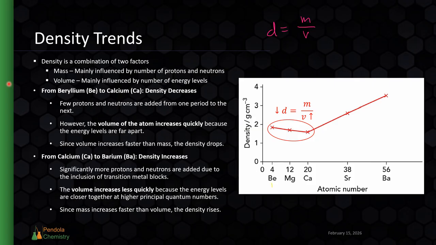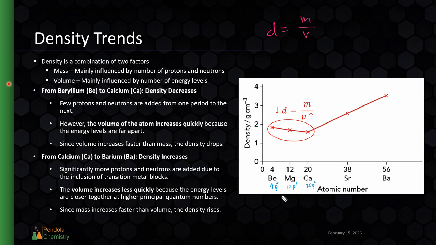Beryllium, I believe, has 4 protons, whereas magnesium has 12 protons. And calcium, I believe, has 20 protons. So we're only increasing by around 8 protons every time.